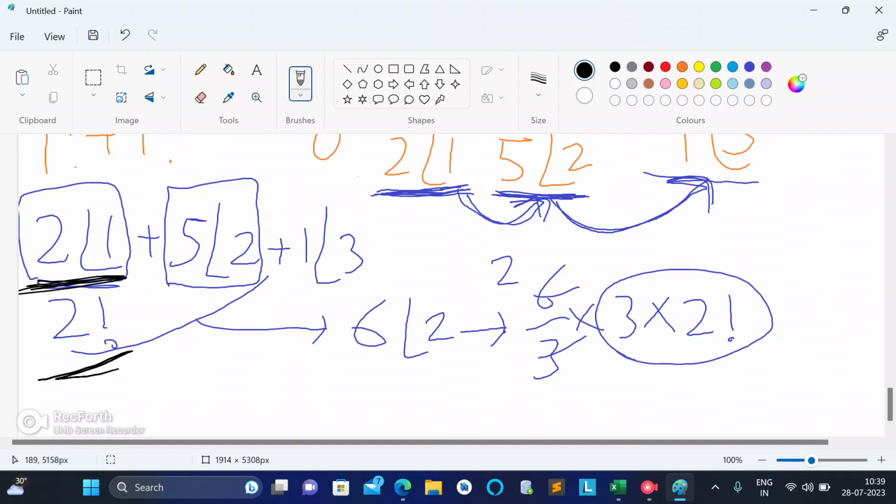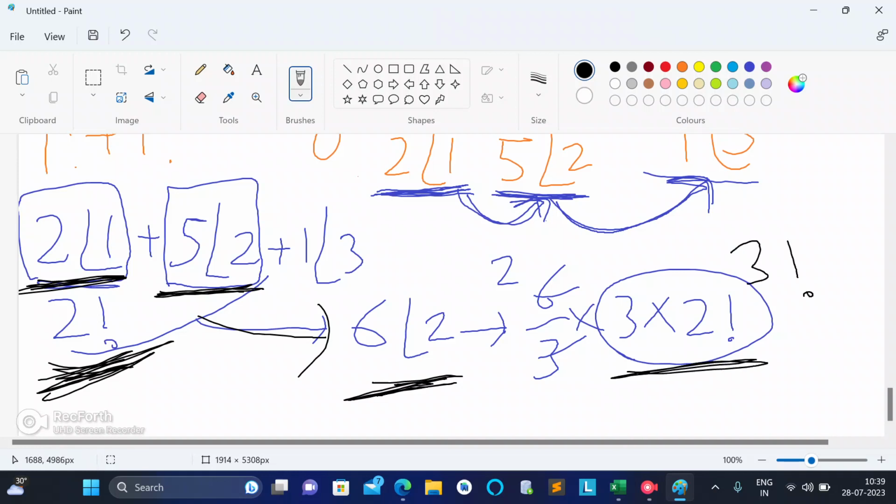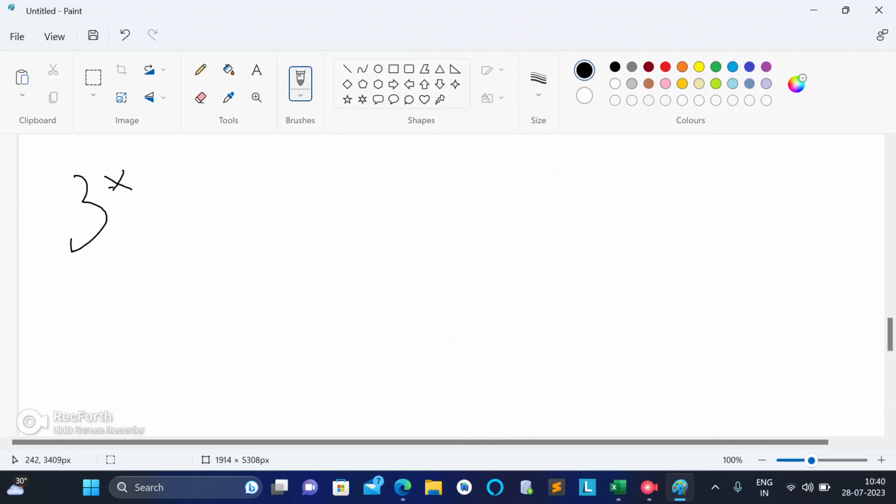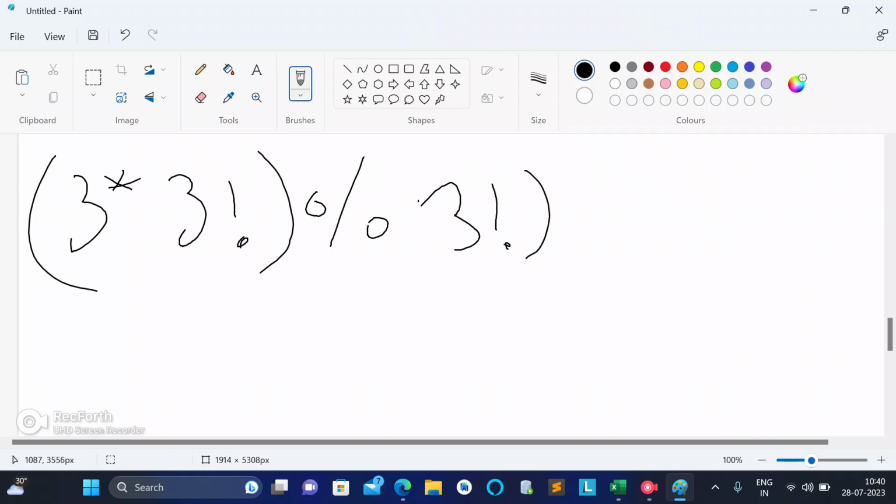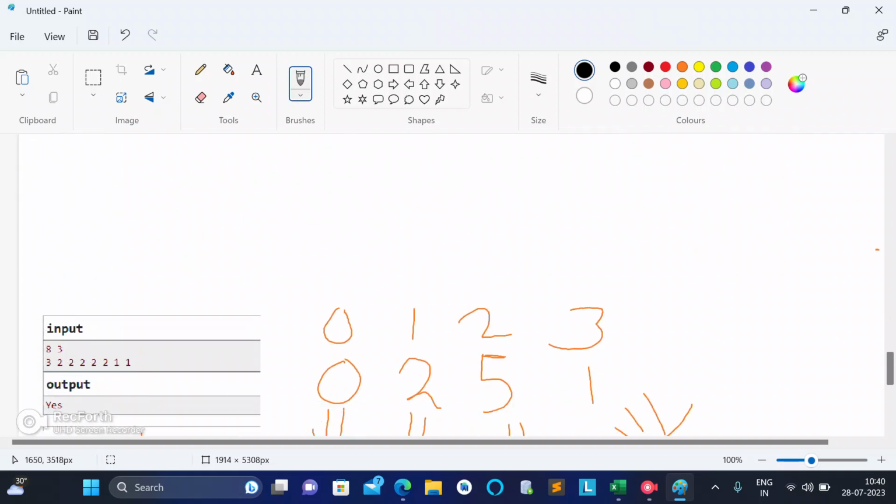So what we can see here is 2 into 1 factorial. We can write it as 2 factorial, 5 into 2 factorial, and 2 factorial are combined to get 6 into 2 factorial, and this 6 into 2 factorial can be further written as 6 by 3 into 3 into 2 factorial, and this section we can see it is 3 factorial, and we can see 6 by 3 is 2. So what I am left with is 2 into 3 factorial plus 1 into 3 factorial, which is actually equivalent to 3 into 3 factorial. And we can see that the 3 into 3 factorial is divisible by x factorial, which is actually 3 factorial. So we can say the answer is yes.